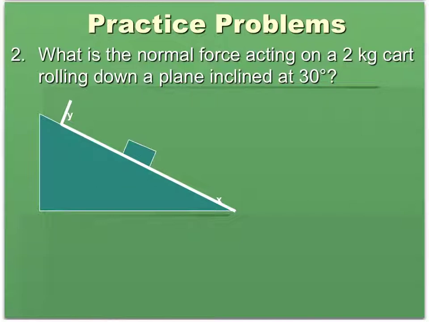In example number 2, we're asked to solve for the normal force acting on a 2-kilogram cart rolling down an inclined plane at 30 degrees. And so we know our 30-degree angle is there, and we can add in our x and y coordinates. Fw, again, we know is going to act straight down. And since we know that this is a 2-kilogram cart, we know that Fw is equal to mg, which is going to be equal to 2 times 10, or 20 newtons for our Fw.